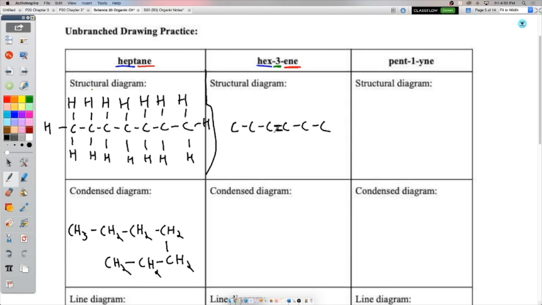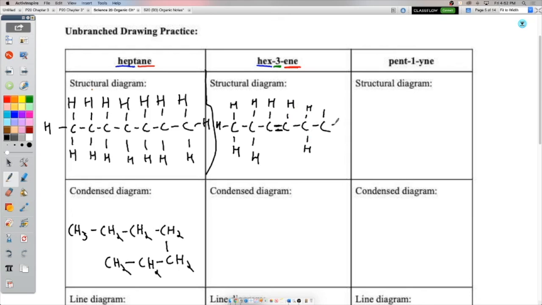What's left to do? Nothing. We've covered the hex, we've covered the ene. It's just time to fill everything in with hydrogens, so make every carbon happy. 1, 2, 3, 4. This one's making 3, be careful, so it only needs 1 more to have 4. Same thing for this one.